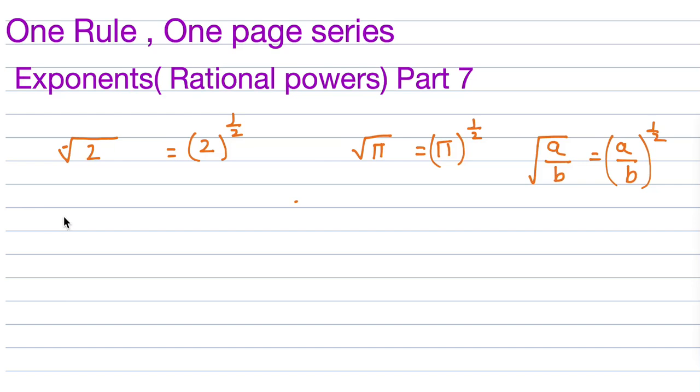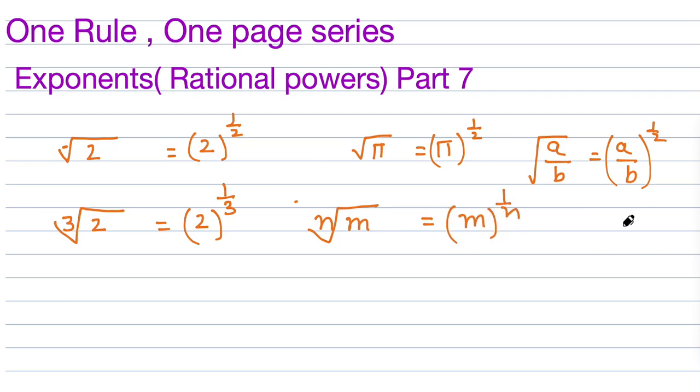Now if some number is written inside the V sign, mark my words, inside the V sign, suppose it is the third root of 2. Now 3 is written inside the V sign, so that means it is 2 to the power 1 third, right? Or if it is written like the nth root of m, that means it is m to the power 1 by n.